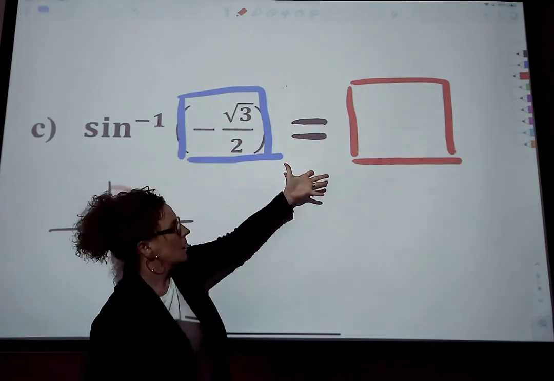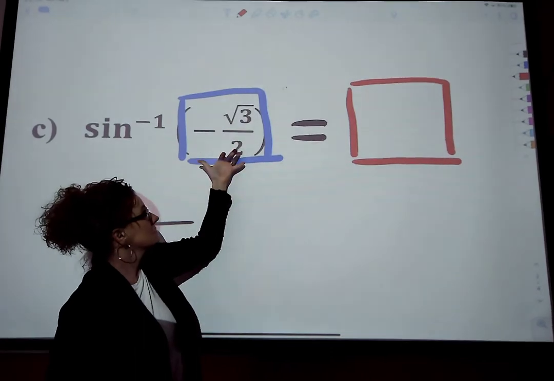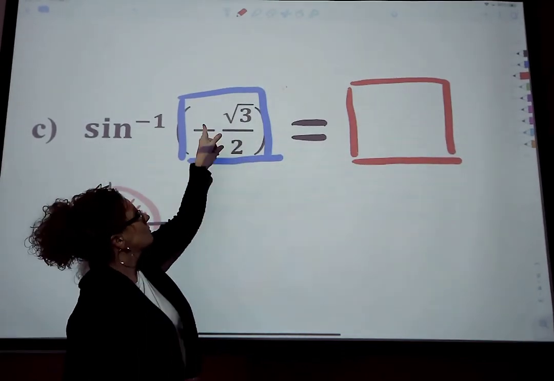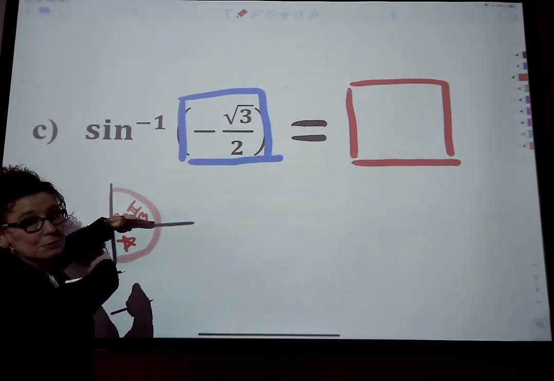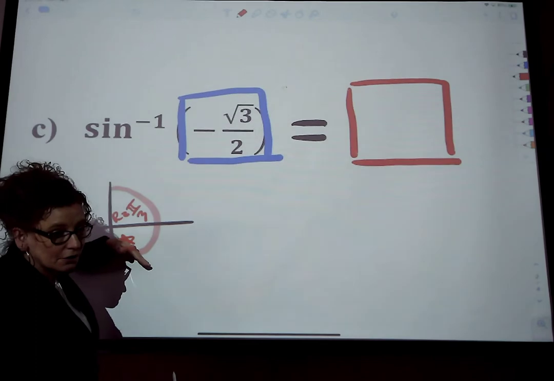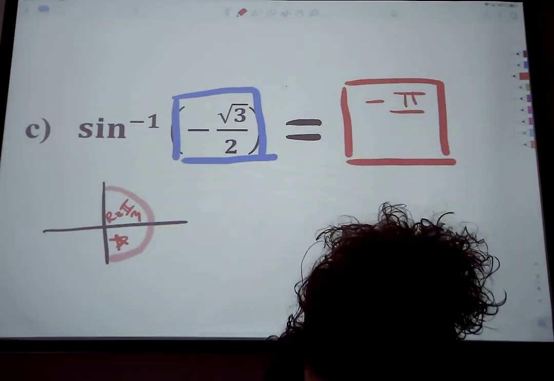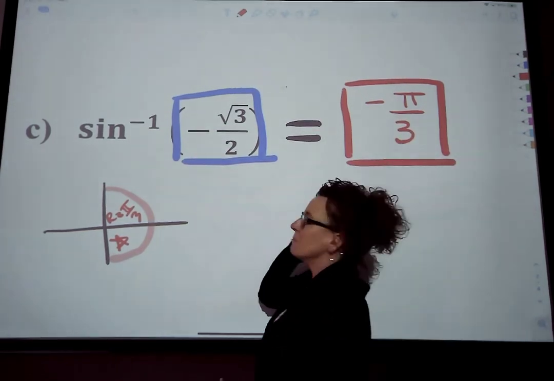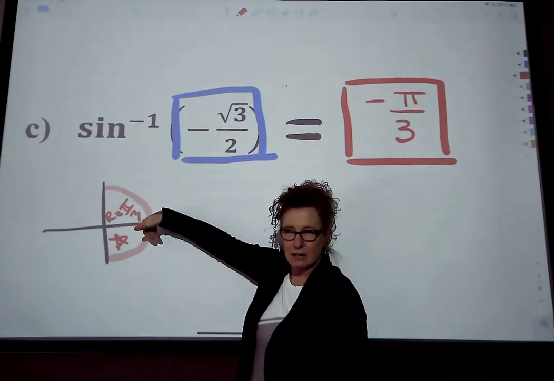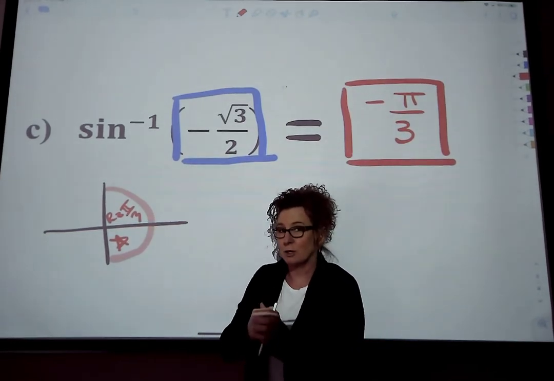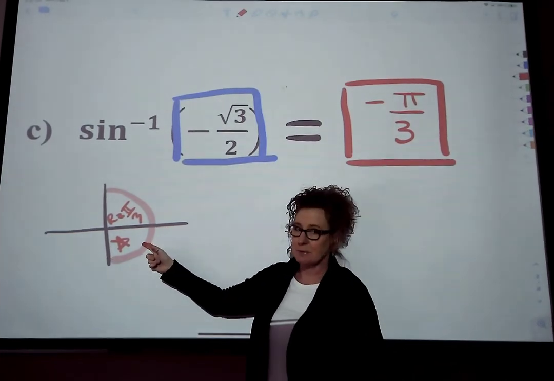You with me? A pi over 3 angle has this sine fraction. But since this is negative, I need to take my pi over 3 and put it in quadrant 4. That would be a negative pi over 3. Remember, I'm not going all the way around. I'm limited. The angle has to be super close to zero. If I go all the way around to here, I've gone way beyond my limitations.